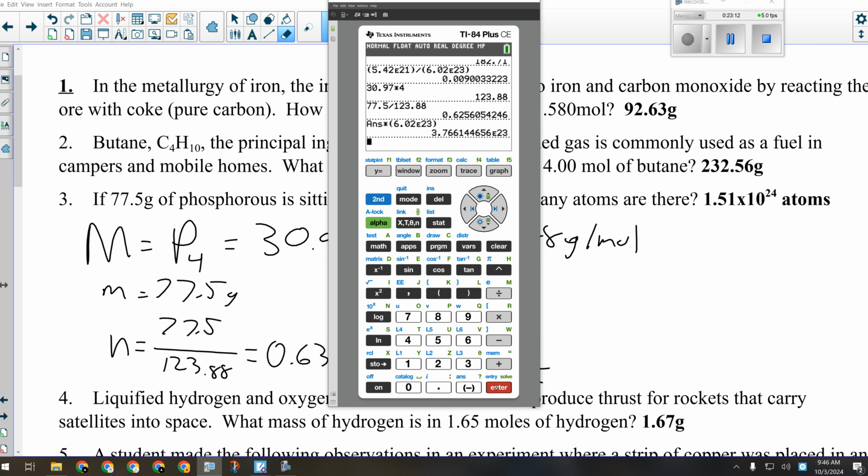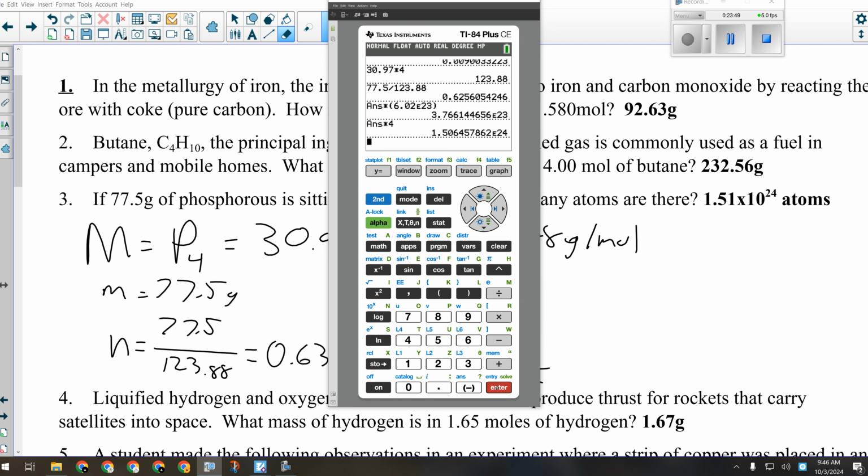That is the number of phosphorus molecules. The question wants the number of phosphorus atoms. So if that's the number of molecules, what do I need to multiply that number by to get the number of atoms? 4. Now I have the number of phosphorus atoms. So it's the same as the oxygen question we just talked about. Which has more atoms, 1 mole of oxygen or 1 mole of phosphorus?